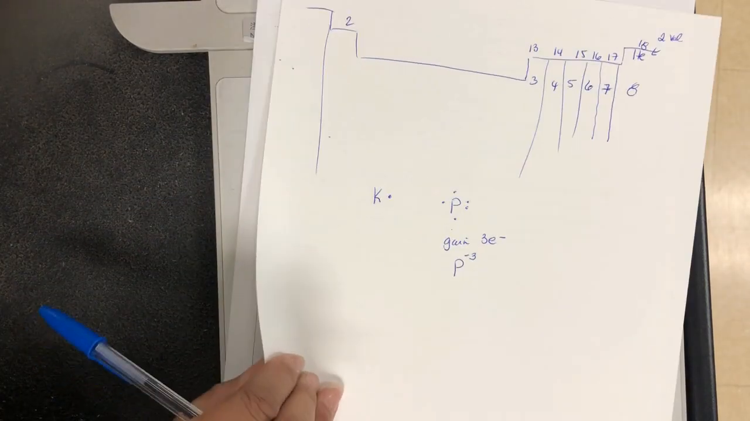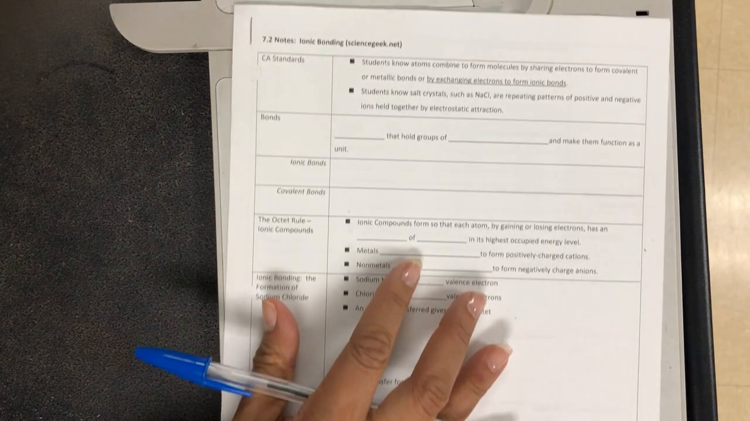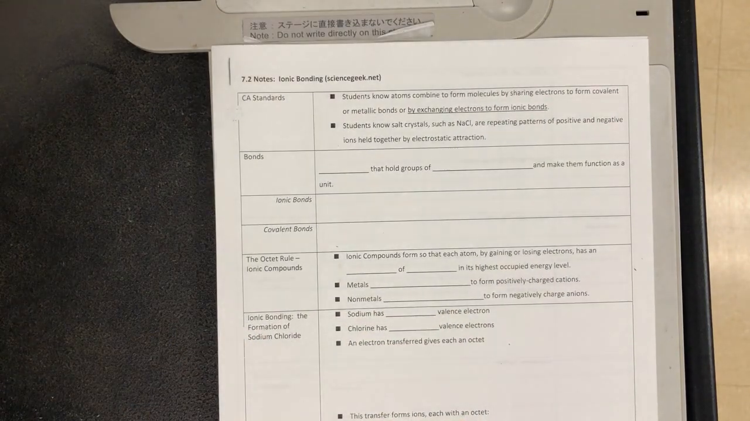So let's go ahead and take a look at 7.2. Now we're actually looking at the bonding that's going to take place. 7.1 was you need to learn what the valence electrons are. They are responsible for bonding. And now we're going to be looking at the different bonding that takes place. Specifically, what we're looking at is called ionic bonding. There are 2 types of bonds we're going to be looking at. You have ionic bonds and you have covalent bonds.